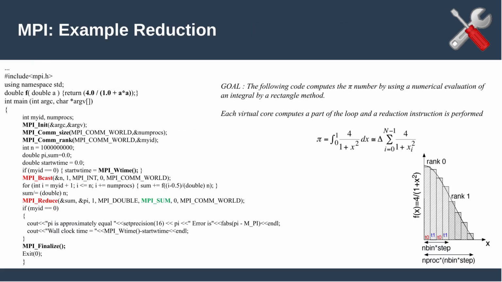In this example, we compute P using numerical integration with the rectangle method. Each process calculates a segment of the loop, contributing to the sum. The MPI reduce function aggregates these partial results into a final value of P on the root process. This demonstrates efficient parallel computation, reducing execution time significantly.